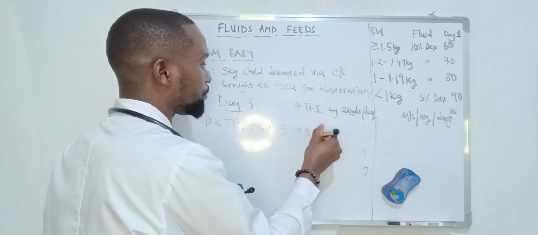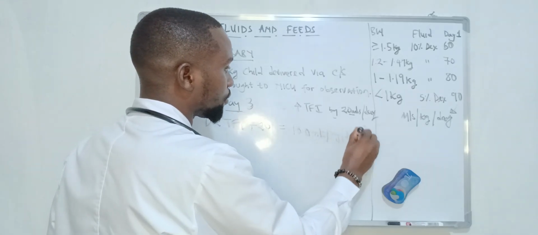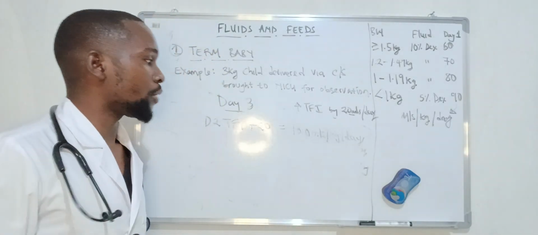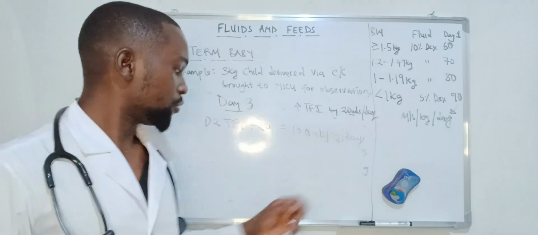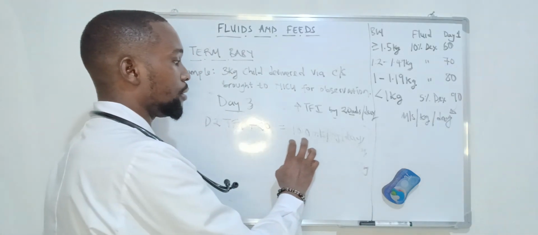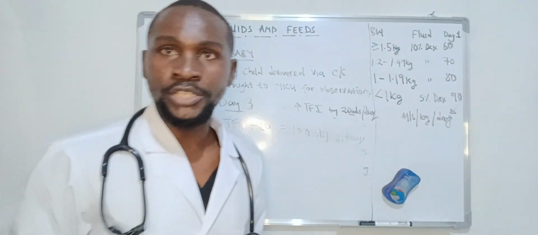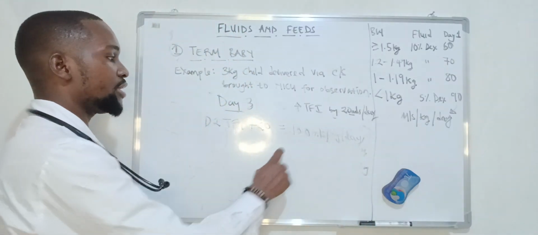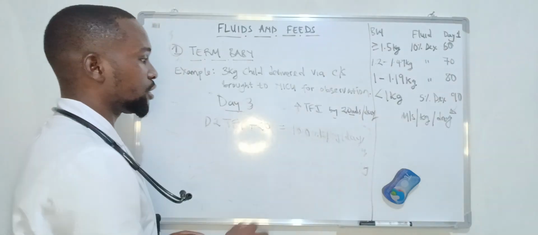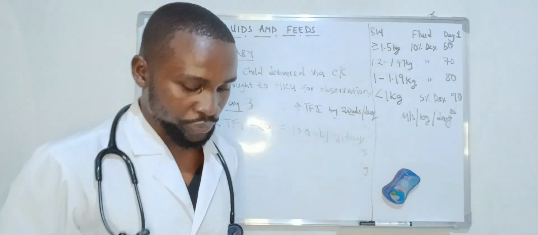Which is 100 mils per kg per day. So the child is supposed to receive 100 mils per kg per day. Okay? This is what the child is going to receive on our day 3. Now, because our child is weighing 3 kgs, we get this 100 mils per kg per day and multiply it by 3, which means that the child is supposed to receive 300 mils per day, each and every day.